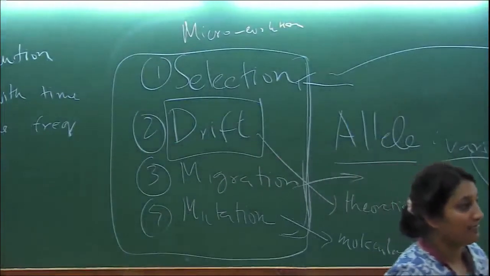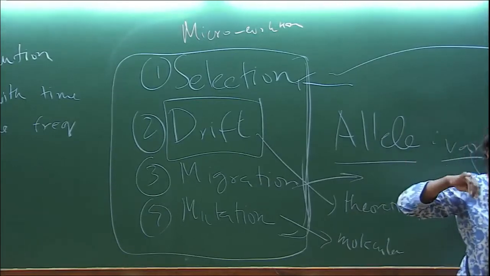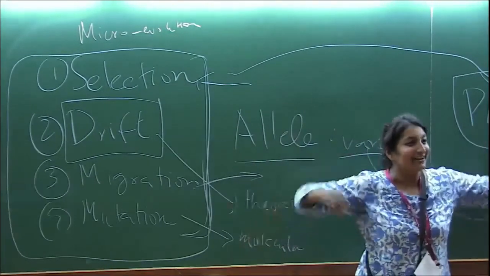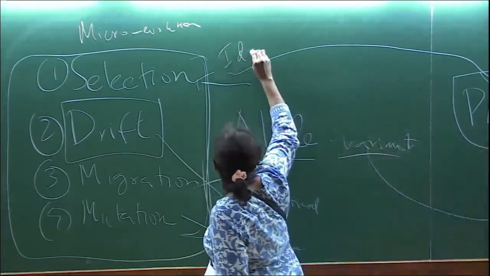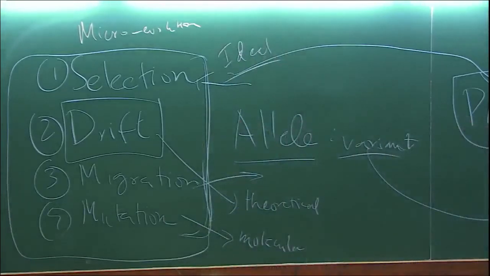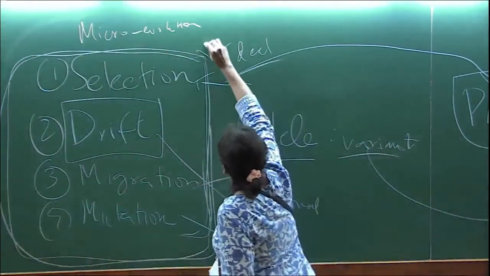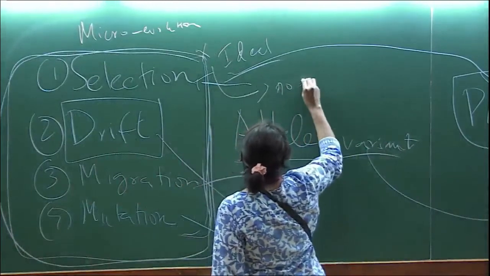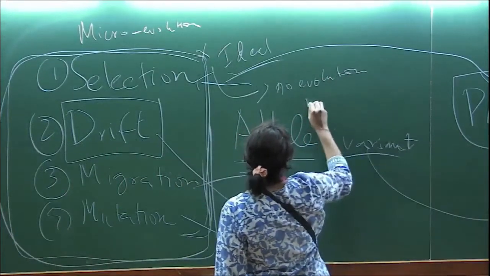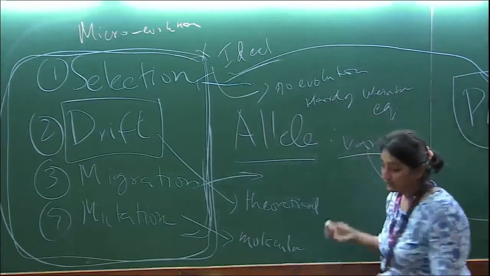There's no selection. There's no mutation. There's no migration. There's no drift. That situation is called, again, everything in population genetics is a very idealistic, theoretical construct. This is an ideal population, infinite in size, and none of these processes happen. When you have none of these happening, it's basically no evolution, right? You have something called Hardy-Weinberg equilibrium. So we'll talk about that.